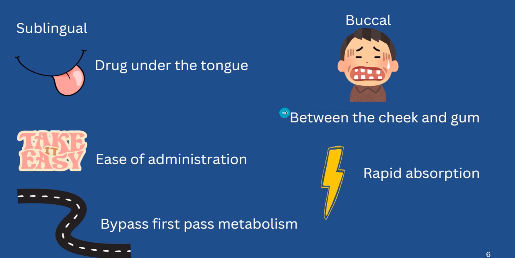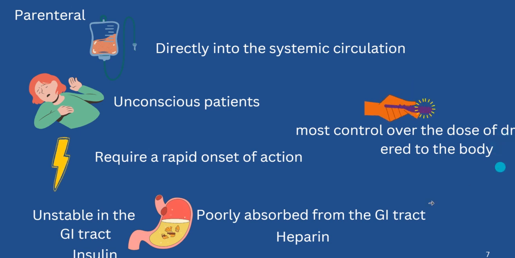Similarly, buccal has to be placed between the cheek and gum. It has rapid absorption. These are all the advantages of sublingual and buccal routes.